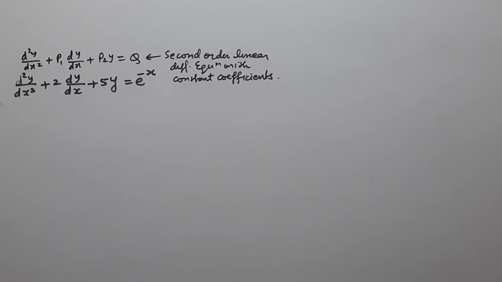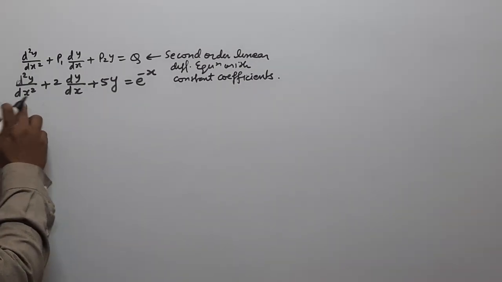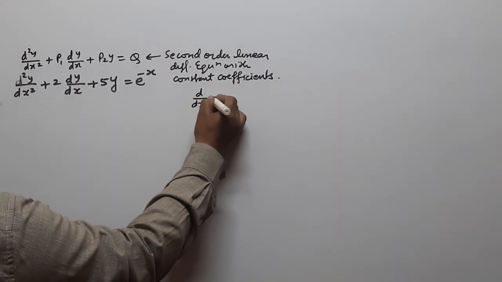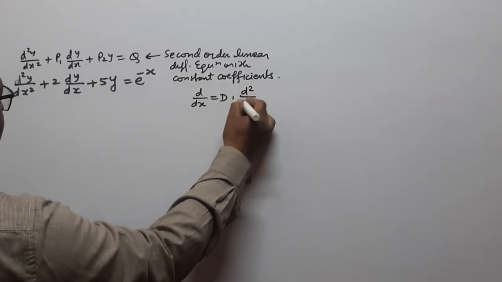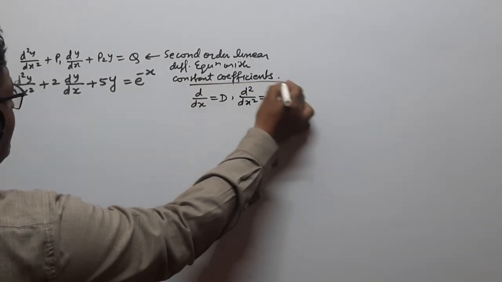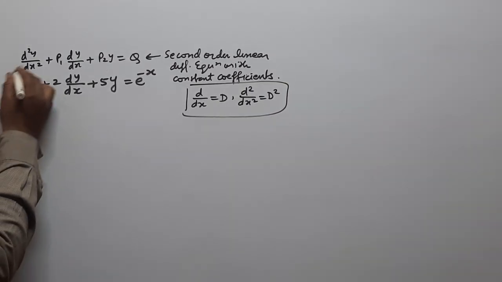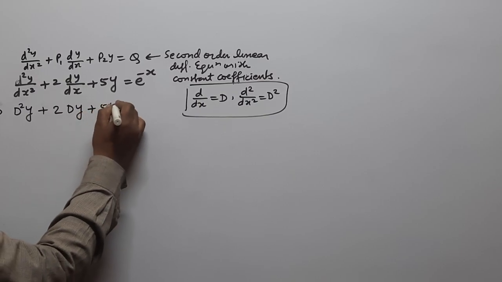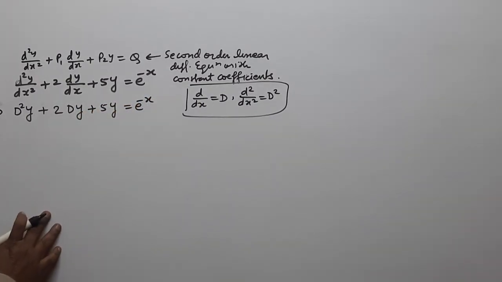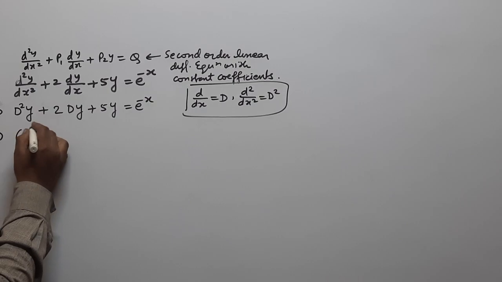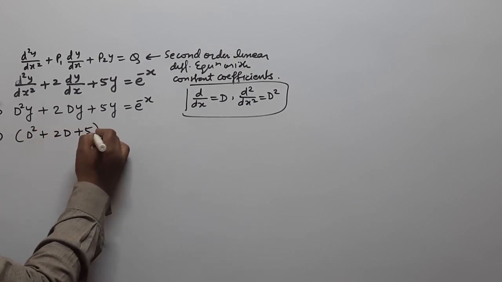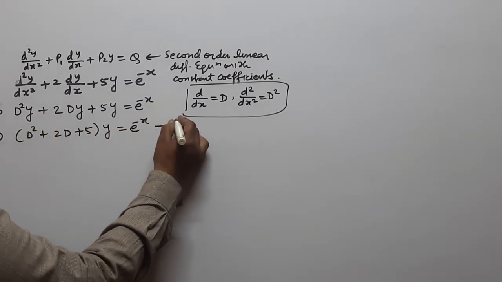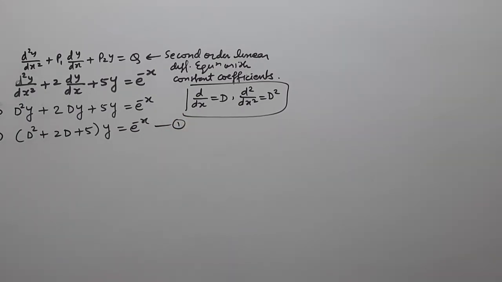Now let us see how we can solve this. d by dx is equal to capital D, and d2 by dx2 is equal to D square. So the above equation can be written as D square y plus 2 D y plus 5 y is equal to e to the power minus x. Taking y common, we get D square plus 2D plus 5 times y is equal to e to the power minus x. This is a second order linear differential equation with constant coefficients.